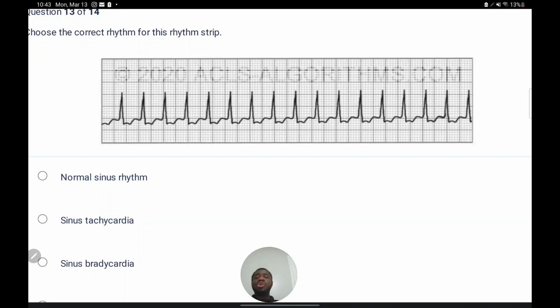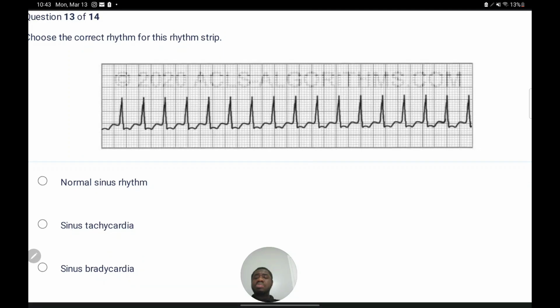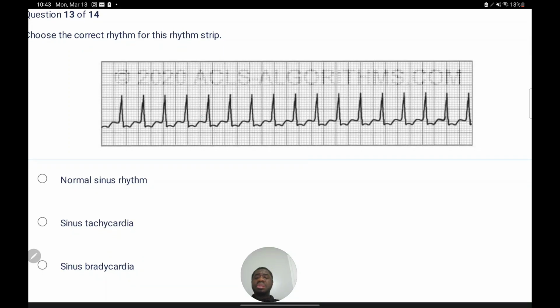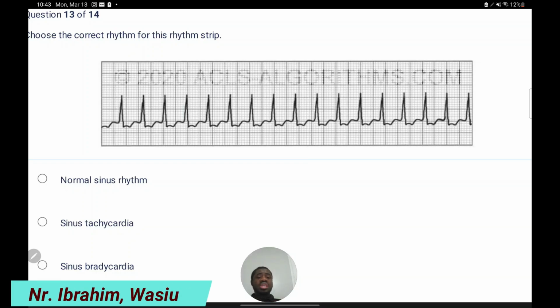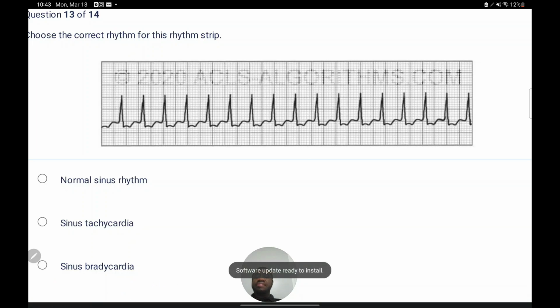Now, do we have P waves? Yeah, there are P waves. You can see P waves here. And do we have QRS complexes? Of course, we have QRS complexes. And is the rhythm regular? Yeah, it is regular. You can see the distance between the arcs. So it's regular.